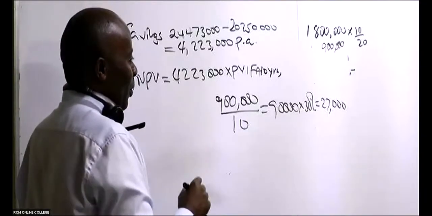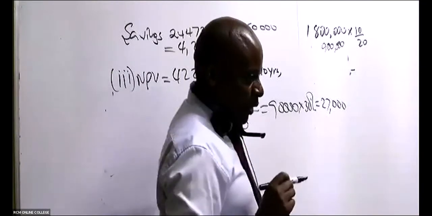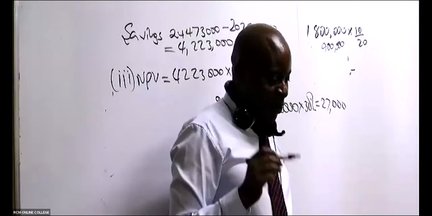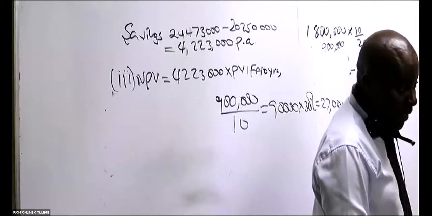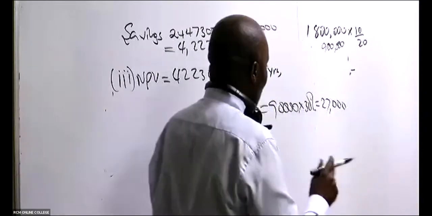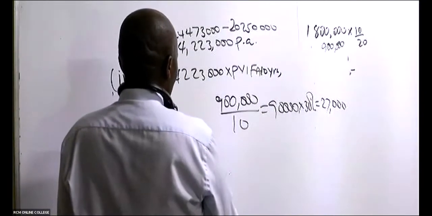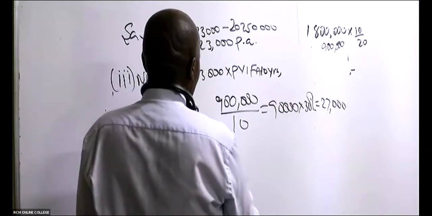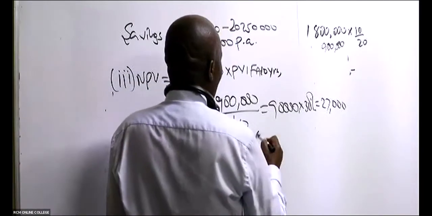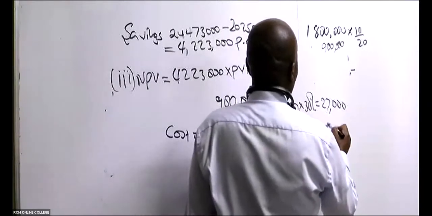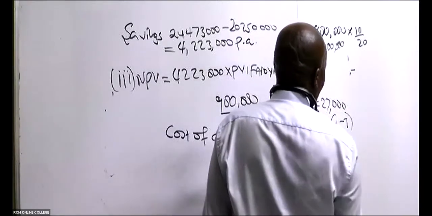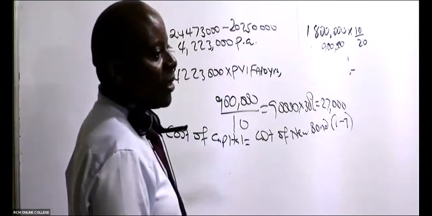Now you see, this PV will be for 10 years. What is the cost of capital? The online ninjas, what is the cost of capital? It has to be the new debt, isn't it? The cost of new debt. So cost of capital will be equal to cost of new bond multiplied by 1 minus T, where it has to be after tax.